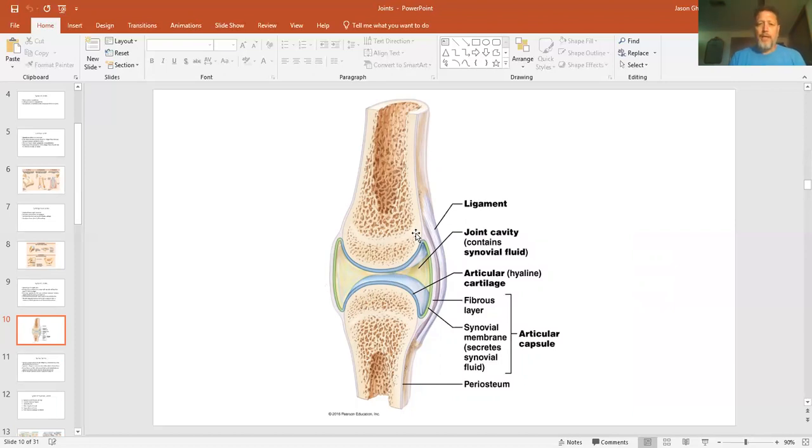And then we have ligament here again. There's a ligament going from a bone to a bone. You have your capsule again surrounding all this, keeping the fluid inside of it.